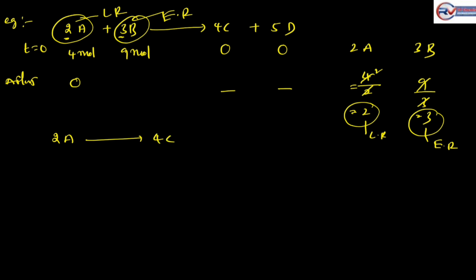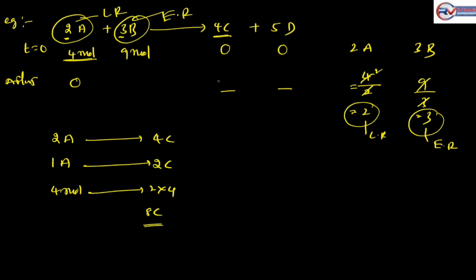2 moles of A gives how many moles? 4 moles of C. If I take 1 mole of A, 2 moles of C are formed. The value of the limiting reagent is 4 moles, so the moles of C are 2 times 4, which becomes 8. C is 8 moles.